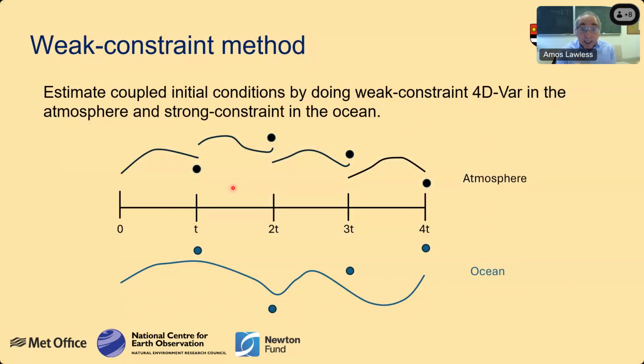So we'll still have the same outer loop, but in the outer loop we run the coupled model to get the innovations. But then when we do the inner loop cost functions, for the ocean we'll have the standard inner loop cost function over the whole window. For the atmosphere, because we know we can't minimize over so long a window because of nonlinearities, we will treat the atmosphere as a weak constraint and run a weak constraint inner loop cost function in the atmosphere.